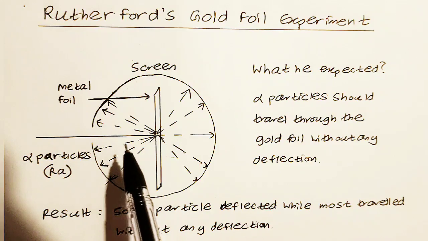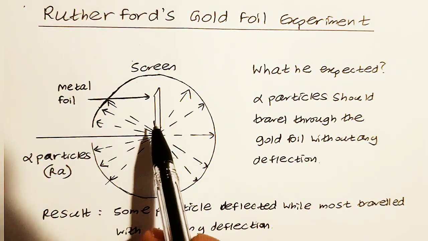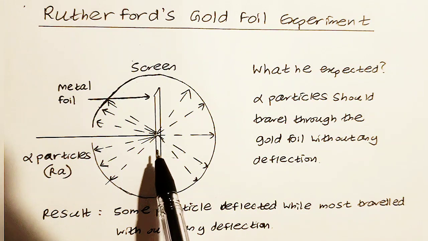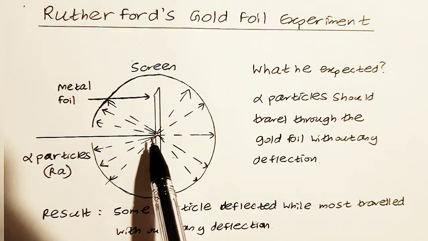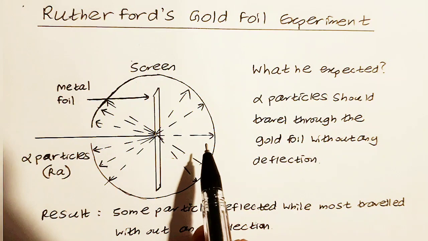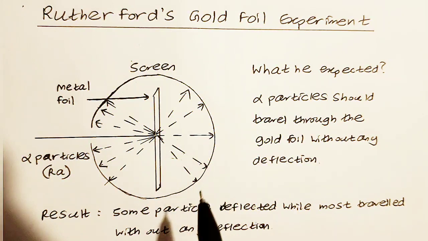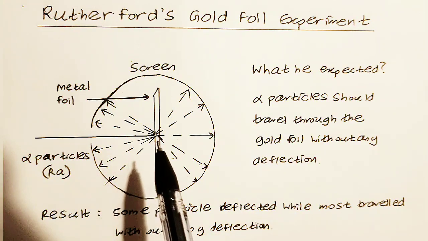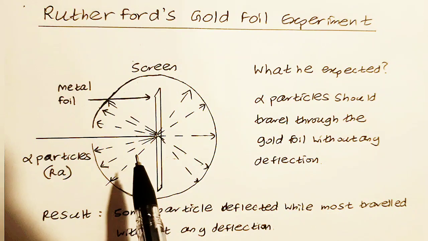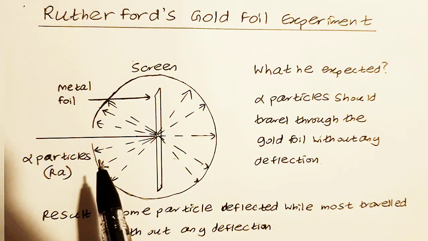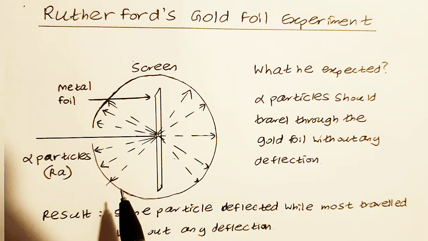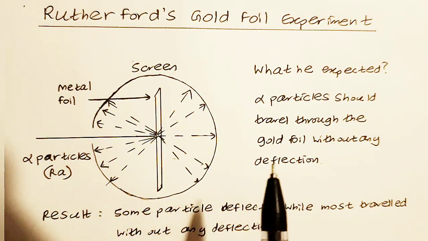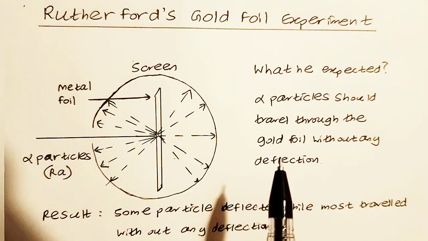So when the alpha particles were bombarded on this gold foil, he expected the particles to travel through the gold foil without any deflection. But the result he obtained was that some of the particles were deflected, and he got readings on the screen elsewhere, and some of the particles collided with the gold foil, were reflected or rebounded, and hit the screen and gave readings. So the result Rutherford expected was not obtained.